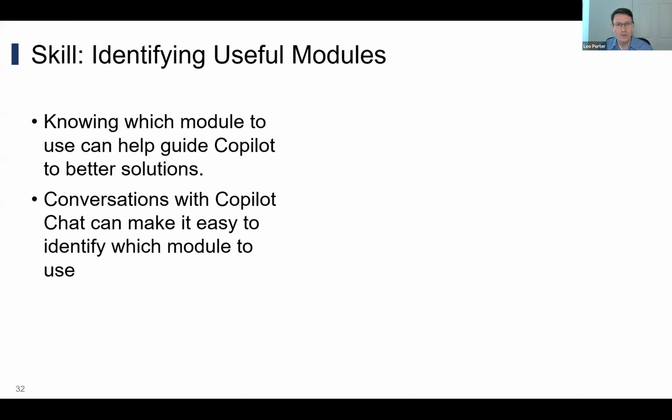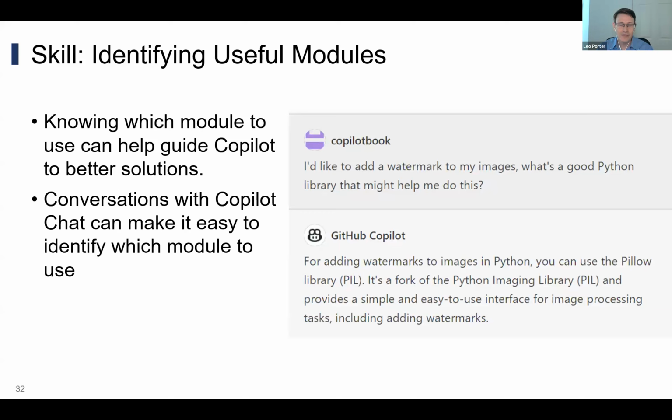Here's an example of my asking Copilot Chat which library would be good to use for adding a watermark to an image, and it reasonably suggests using Pillow. Beyond identifying possible modules to help Copilot, it can also give students the pros and cons of using each module and whether each module can require installation. I've actually been really impressed by Copilot Chat when I've had conversations with it about which modules to use.